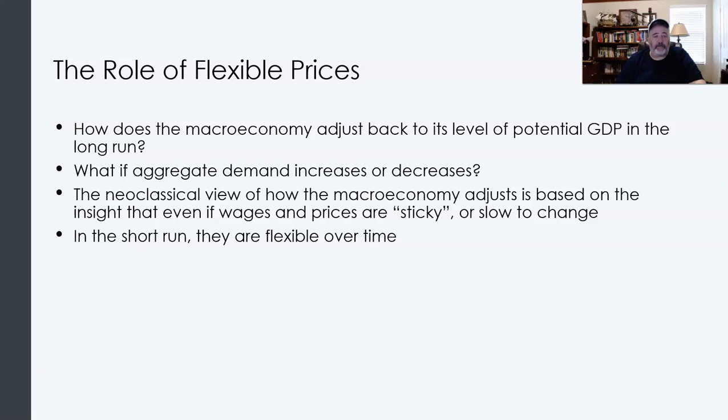How does the macroeconomy adjust back to its level of potential GDP in the long run? Because as businesses spend less, because consumers are buying less, there's less demand for money. Less demand for money means interest rates are going to fall, right? So again, it's just basic supply and demand. There's just no way around it. And in this case, it's supply and demand of money.